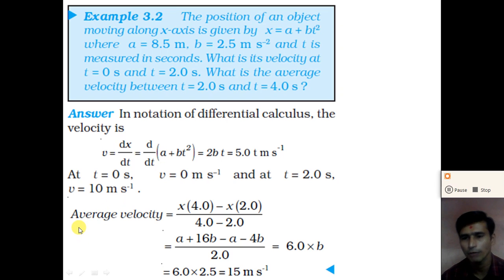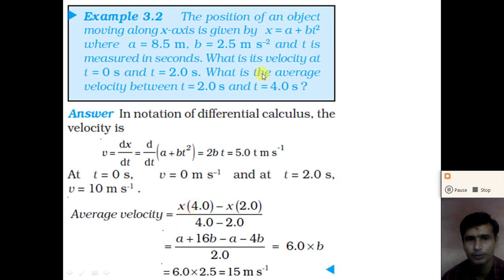Now how can we calculate the average velocity from the equation of position? So what is the average velocity? Average velocity is the final position minus initial position divided by the time interval. So we need the position at t equal to 4 second and the position at t equal to 2 second, because we need to find the average velocity between t equal to 2 second and t equal to 4 second. So x4 minus x2 divided by 4 minus 2.